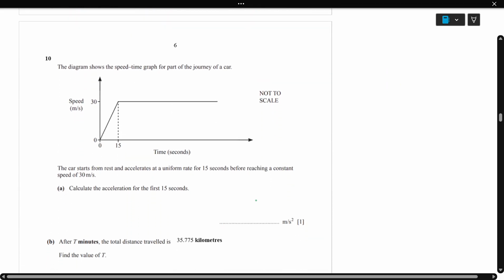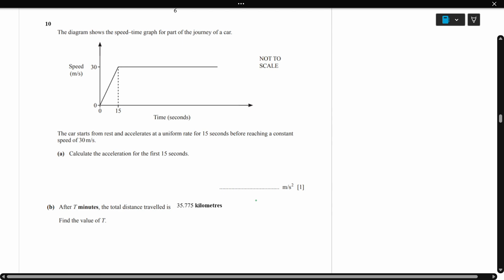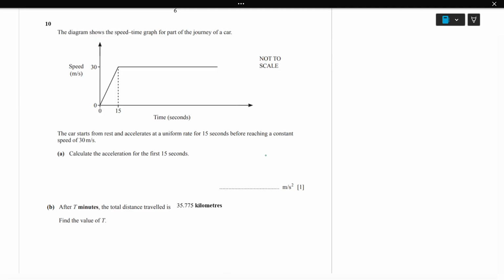Next question, question number 10. The diagram shows the speed-time graph of part of the journey of a car. The car starts from rest and accelerates at a uniform rate for 15 seconds before reaching a constant speed of 30 meters per second. Calculate the acceleration for the 15 seconds. For the first 15 seconds we need to find the acceleration.